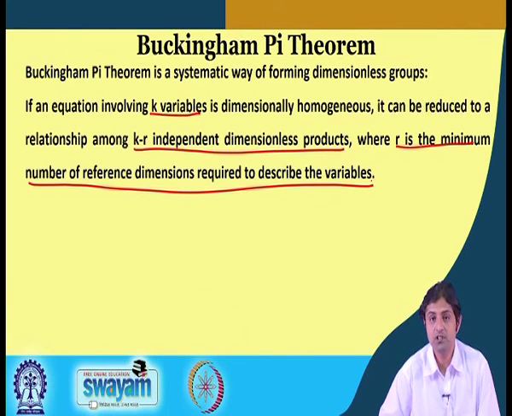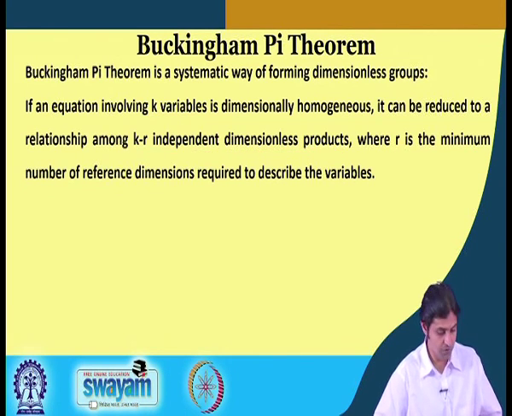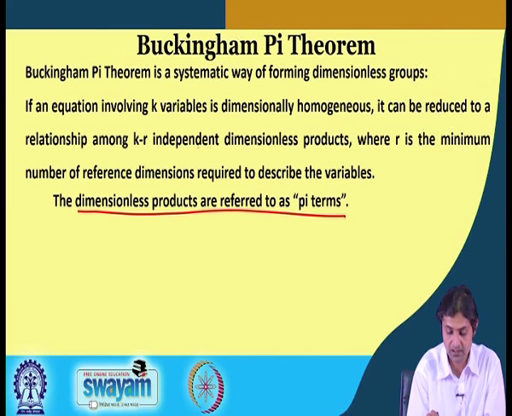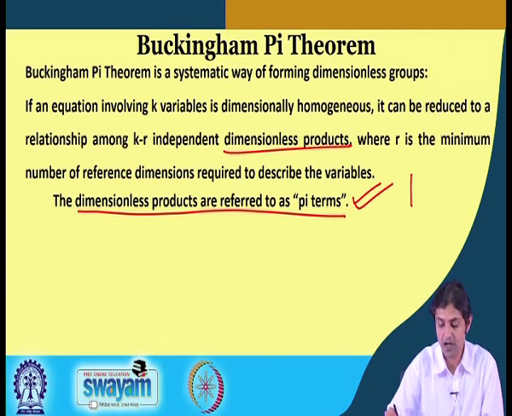Just telling you an example, this r will be either 1, 2 or 3, because there are only 3 dimensions, in principle M, L and T, or F, L and T. We will see question by question, and there will be cases in which this r is only 2, because we do not deal with, for example, mass at times. So, k minus r, that is the key. We will go into more detail soon, and these dimensionless products are called pi terms.